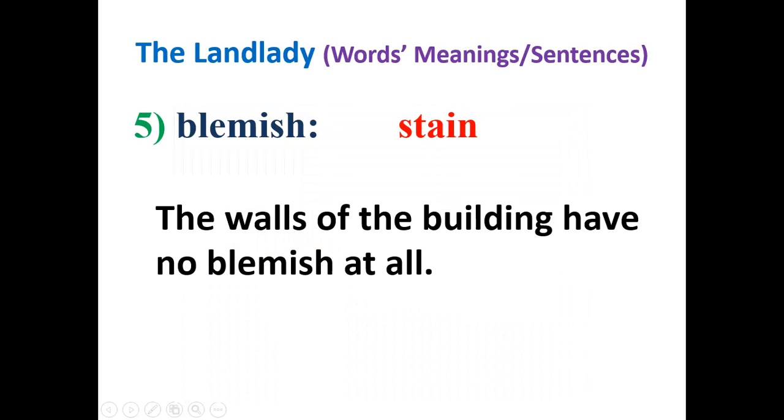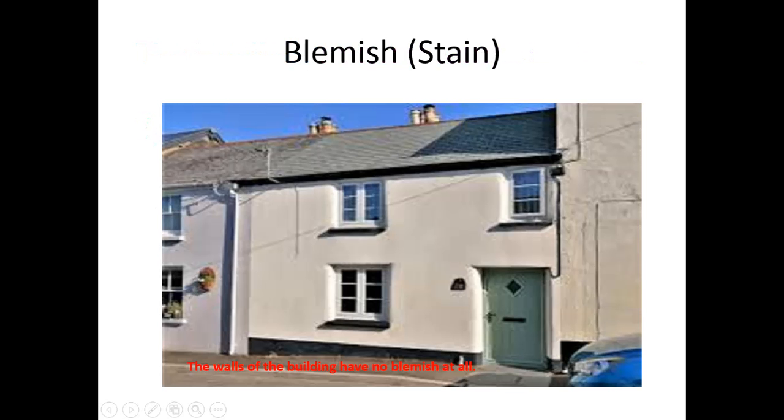Number five word is blemish. It means stain or mark. The walls of the building have no blemish at all. Now you can see the walls of the building are neat and clean. There is no blemish, no stain, no smearing. Okay, there is no mark or scratching. There is a complete beauty on the wall. So you can say the walls of the building have no blemish at all.